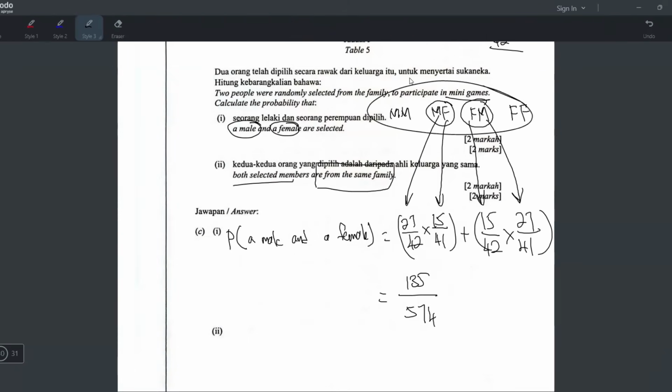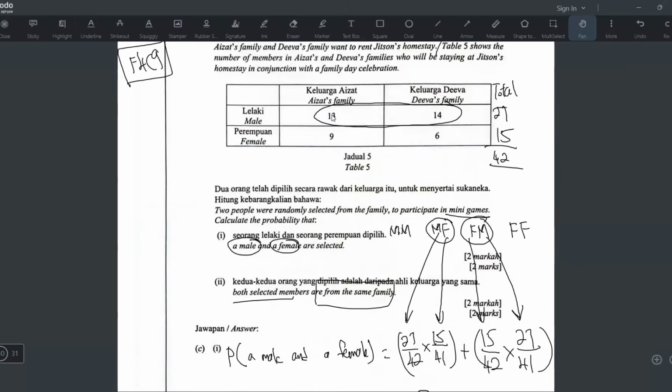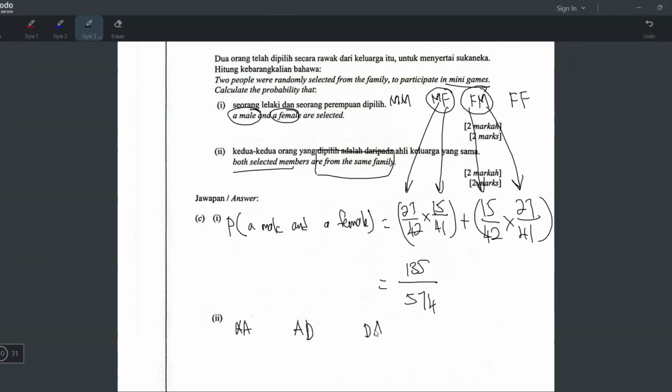The possibility is not like that this time, because if you want to select from the same family, that means your possibility becomes what? It's either you get Aizat Aizat, Aizat Diwa, Diwa Aizat, Diwa Diwa, right? So your possibility changed because you don't really care about the gender now. You just care about them being the same family. So you either get Aizat Aizat, or maybe the first selection you get from Diwa, and then Aizat, or Diwa Diwa. But you don't have to do all of it. Just do the ones that you want.